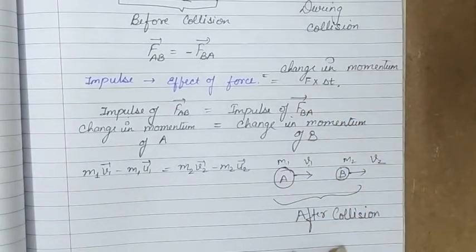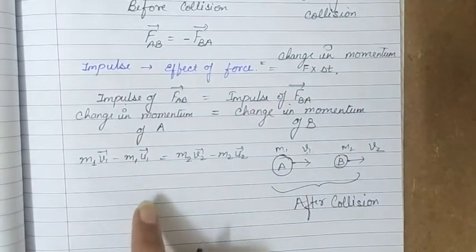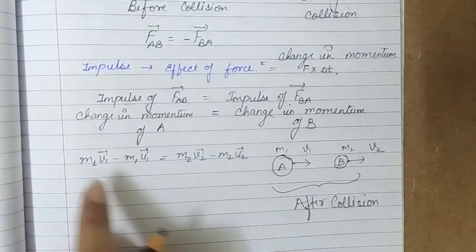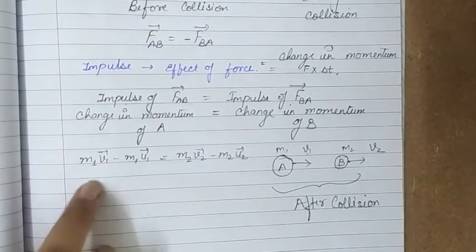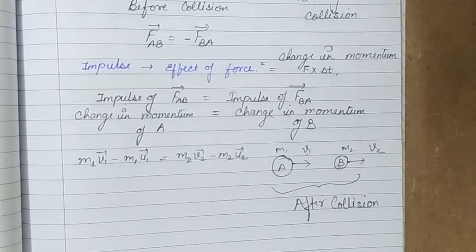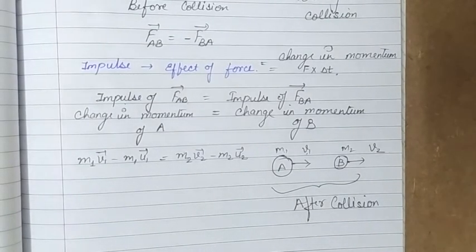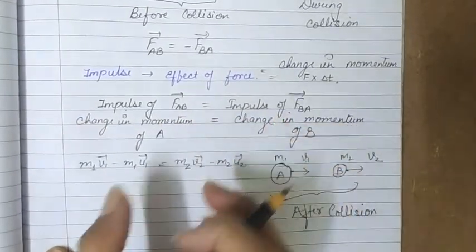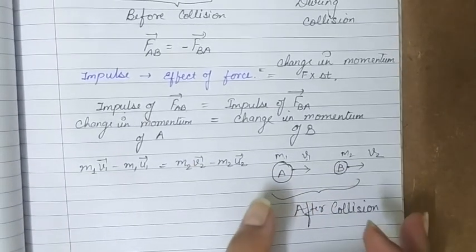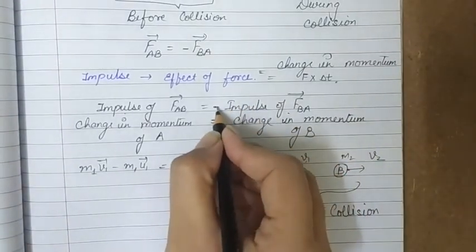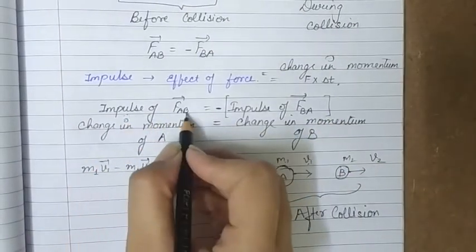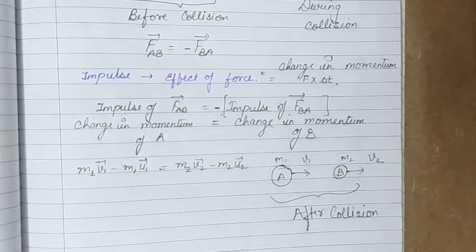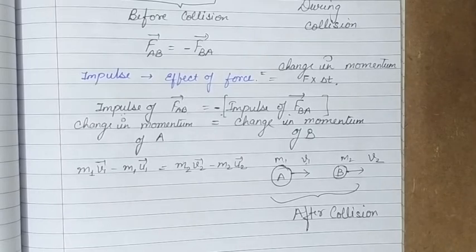Similarly for B, it is m2 v2 vector minus m2 u2 vector. In terms of the formula F delta T, we can also write it as FAB vector delta T is equal to minus FBA vector delta T, right? So for this time we have m1 v1 vector minus m1 u1 vector is equal to m2 v2 vector minus m2 u2 vector. Now these quantities are equal and opposite to each other, and to show this opposite thing we have to put a negative sign: impulse of FAB vector is equal to negative of impulse of FBA vector, because these forces are equal and opposite, so their effect is also equal and opposite.